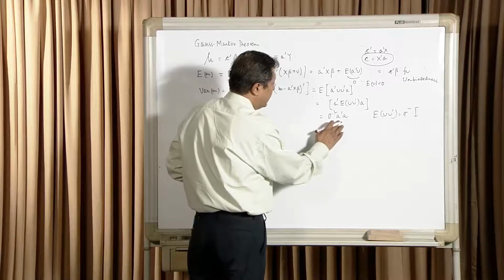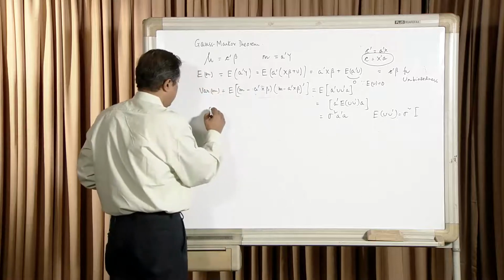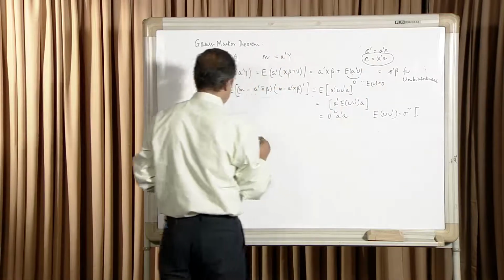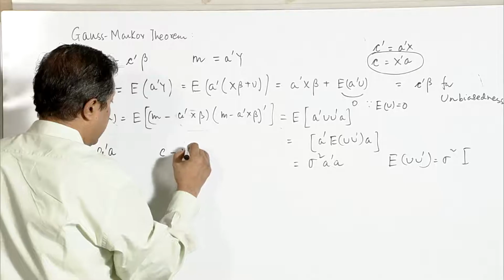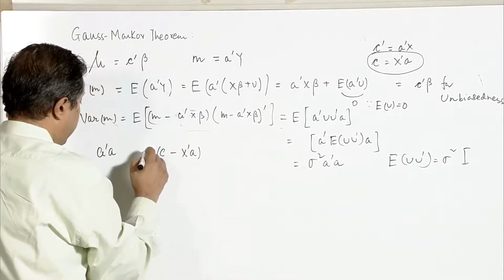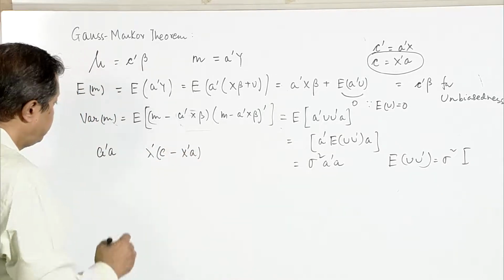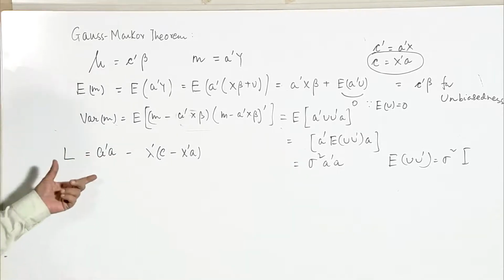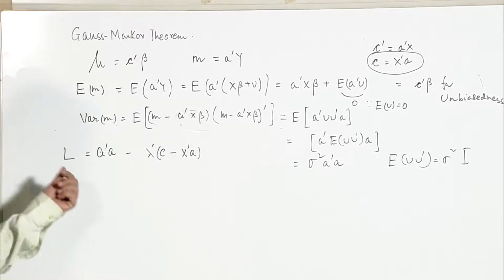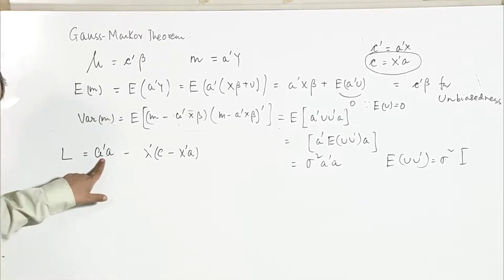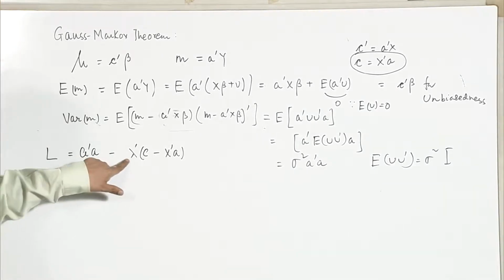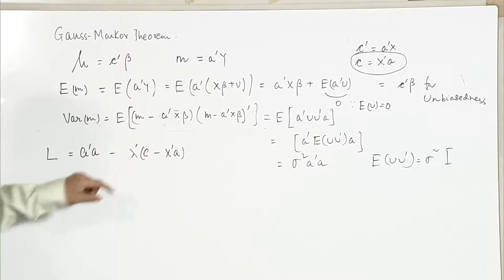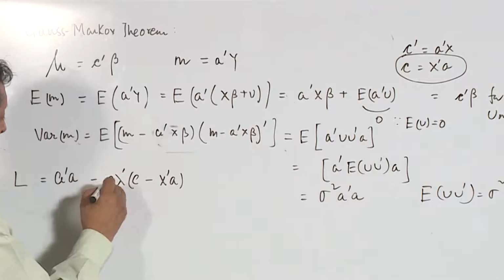So, that gives us the variance of m equal to sigma square times a prime a. So, we will minimize a prime a subject to the condition c is equal to x prime a, that means c minus x prime a multiplied by the Lagrange multipliers, and that should be equal to L. There is a small technique that we will use. Since the derivative of this will become 2a, we will just balance, and since lambda is a Lagrangian multiplier, it makes no difference if we write twice lambda here.